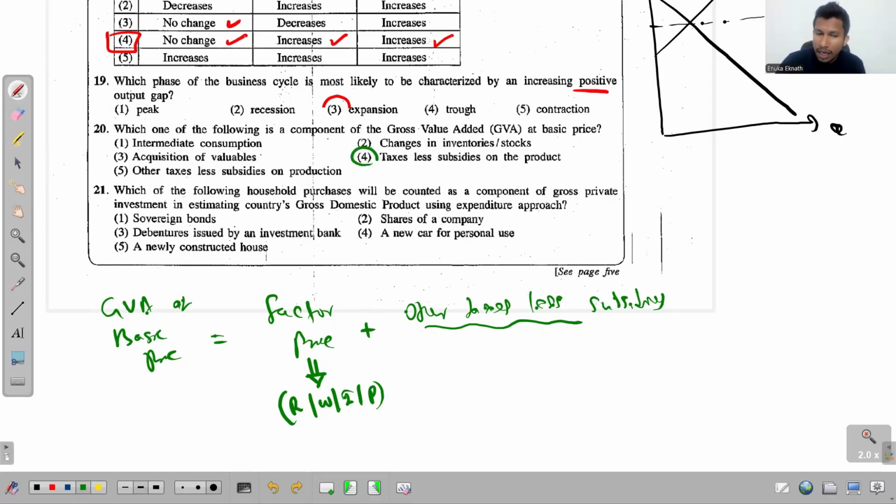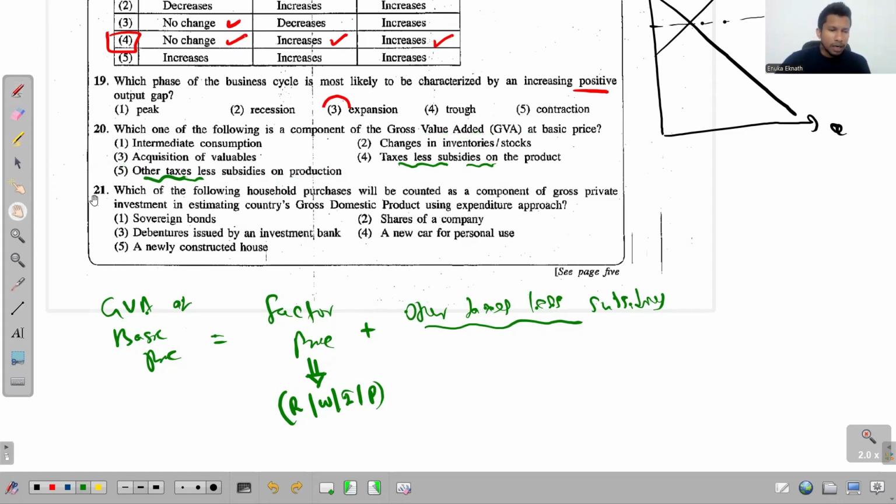Wait. See, this is about the taxes less subsidies on the product. Why do we write other here? Because I'm referring to the taxes and the subsidies on the production, not on the product. That's why. So the fifth one says, other taxes and subsidies on production. 100% true. So that is a component inside this equation of calculating GVA at basic price. So the answer for this question 20 is the fifth one.